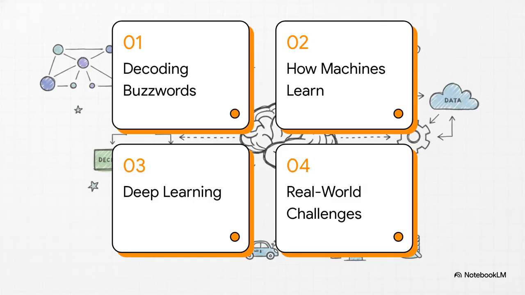So, here is our roadmap for today. First, decoding the buzzwords. Second, how machines actually learn. Third, deep learning architectures. And finally, real-world AI challenges.